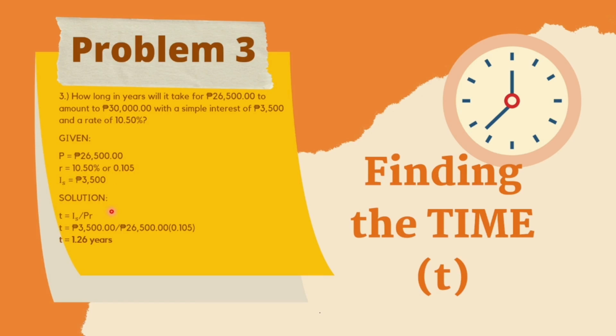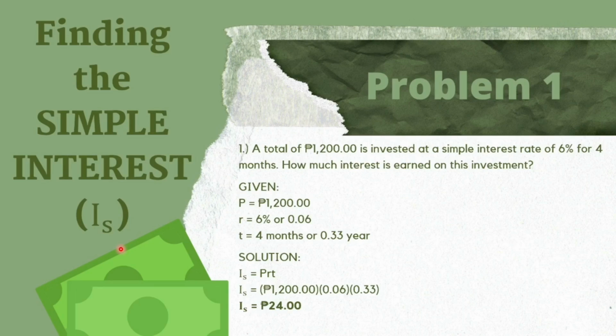So now let's solve. So we have here time is equal to simple interest divided by the product of the principal and rate. Substitute it. So simple interest of 3,500 divided by the principal of 26,500 times 0.105, which is the rate. So once you calculate that, you will get an answer of 1.26, and it asks for the years. So the final answer is 1.26 years.